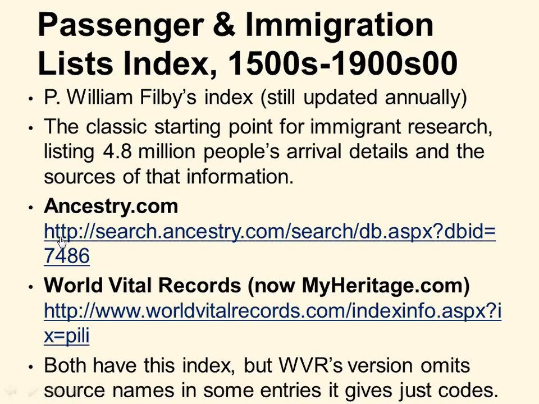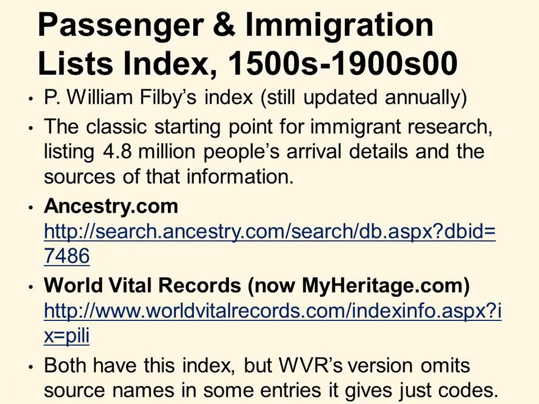But if you're looking for early passenger lists, say from the 1500s to 1900s, you want to check out William Filby's index, which is a starting point, and it has 4.8 million people's arrival details. And you can get this at Ancestry.com if you have a subscription to Ancestry.com.